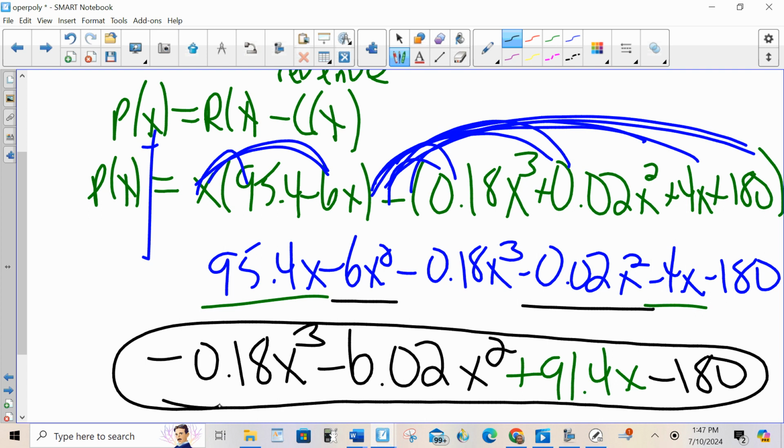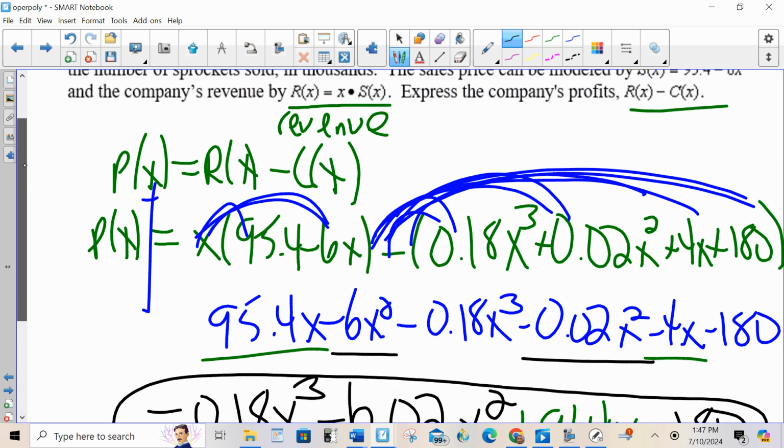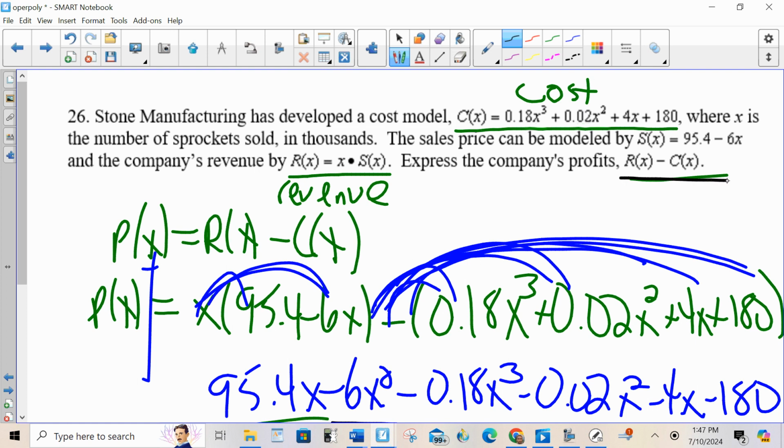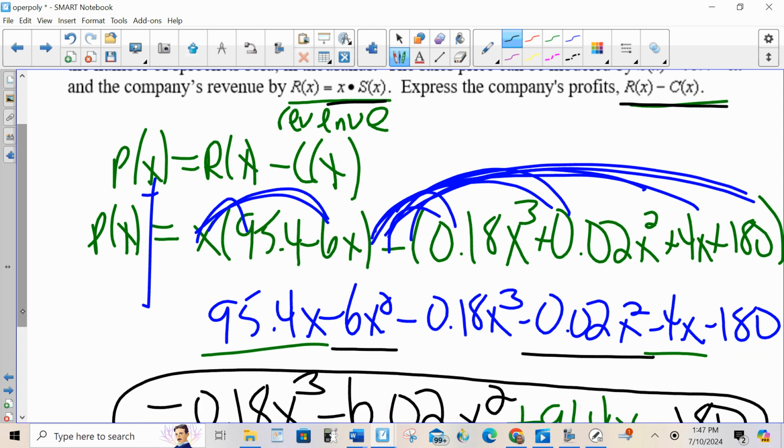If they ask you for profit, and it'll usually even say in the problem, profit equals revenue minus cost. So you take the R of X expression and you subtract the C of X expression. And again, to subtract or to multiply, we distribute and then we combine like terms. So a lot of little pieces to this lesson.